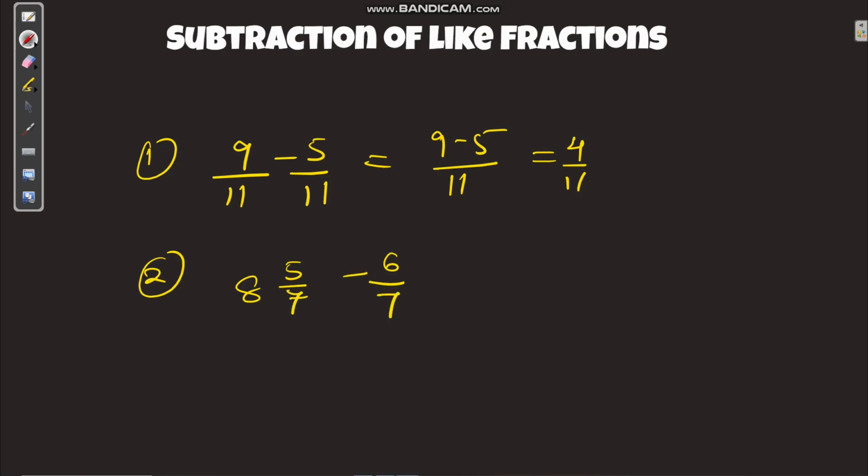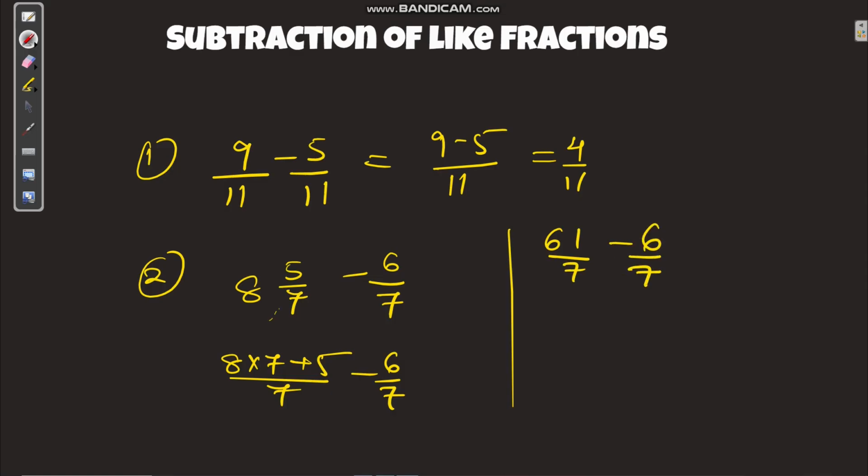Here also there are two methods to solve, but I'll tell you how to do it using the first method, that is converting. Whenever you get a mixed fraction, try to convert it into an improper fraction. So how do you do that? 8 into 7 plus 5 upon 7 minus 6 by 7. I'll solve it over here. 8 sevens are 56. 56 plus 5 is 61 by 7 minus 6 upon 7.